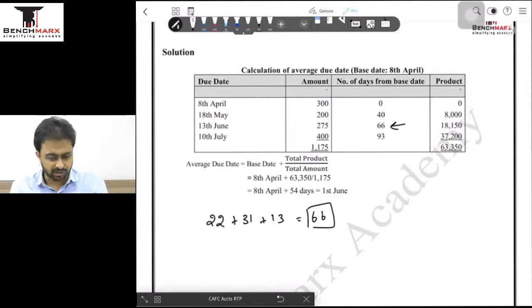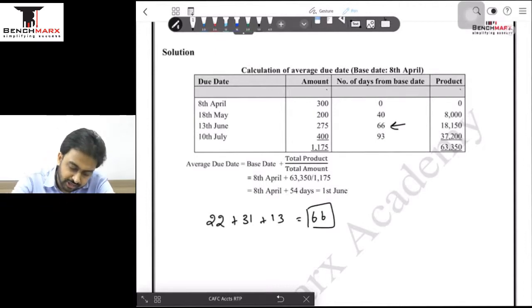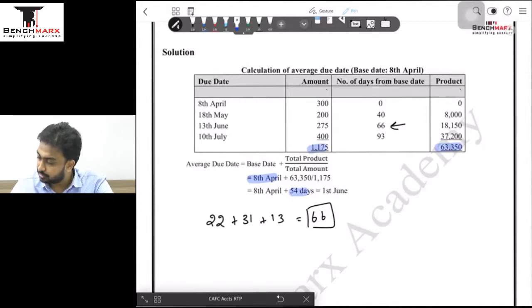And same computation for 40 or 93 as the case is. Simply multiply both these numbers, and the due date is the base date, that is the earliest date, plus 63,350 upon 1175, that comes to 54 days approximately. कैलकुलेटर भी अपन कर लेते चलो. 63,350 divided by 1175 appears to be 53.9, that is 54 days.